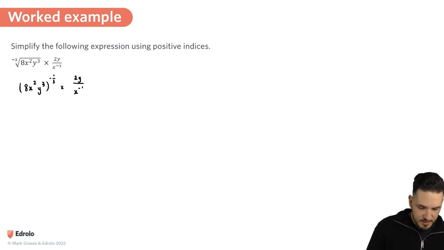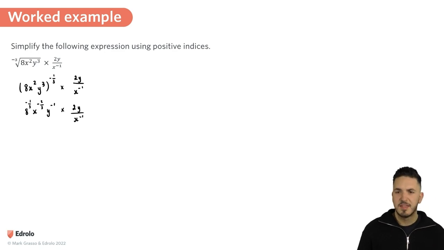So then we're looking at 8 to the power of negative 1 over 3, x to the power of negative 2 over 3, y to the power of negative 1, times 2y on x to the power of negative 1.